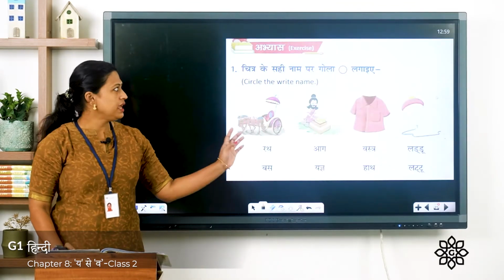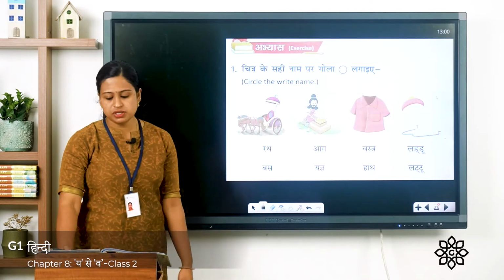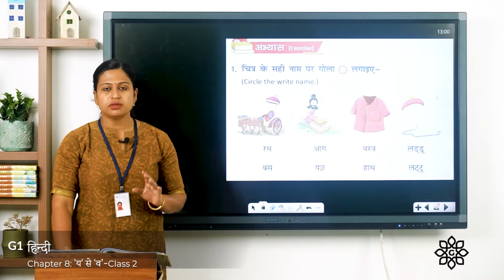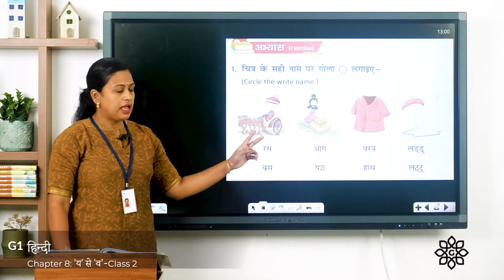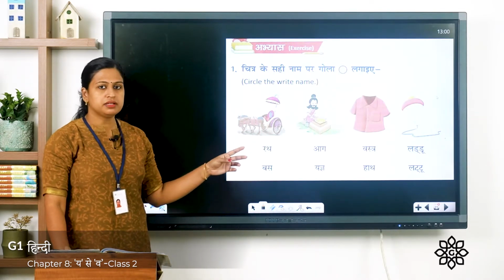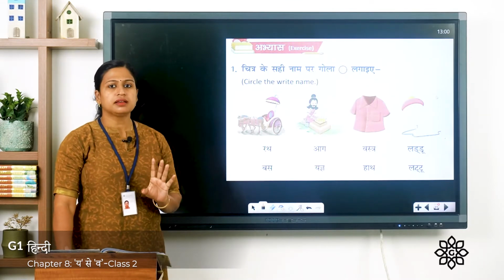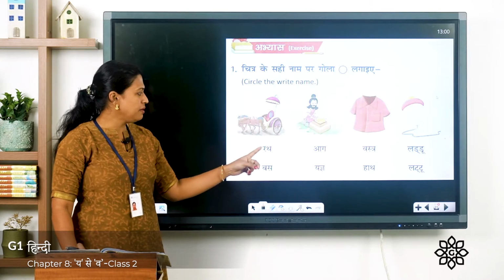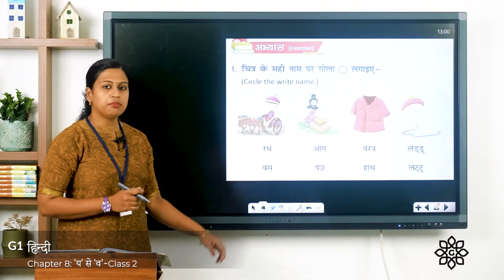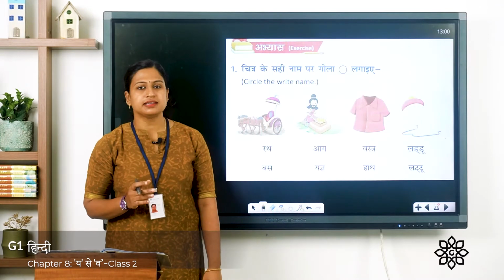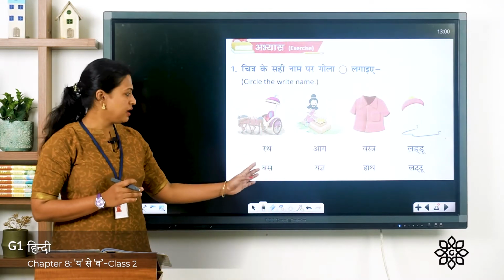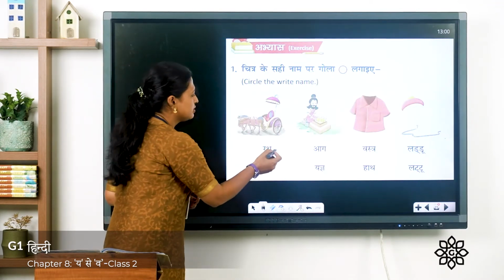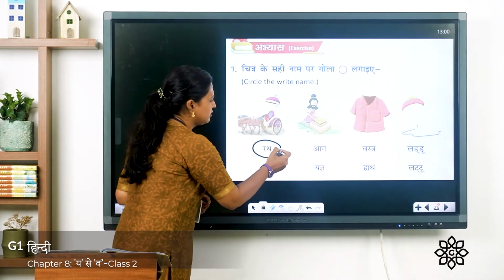Now coming to the exercise part, the first question is चित्र के सही नाम पर गोला लगाइए. So you can see pictures are given and the names are given, but one name is the correct one and you have to select the correct name. So this picture, the names given are Rath and Bus. So we have already discussed that Rath means chariot and Bus. So you have to circle the correct one. So you have to circle Rath.